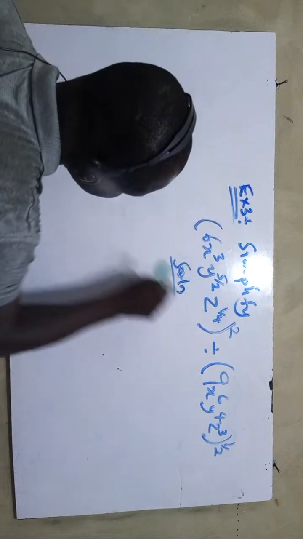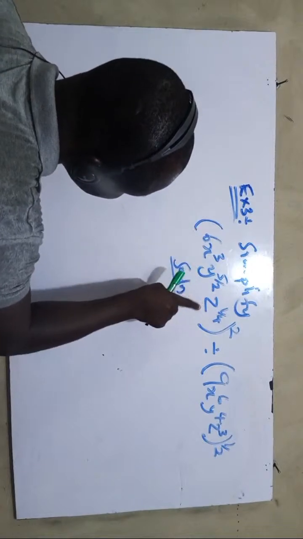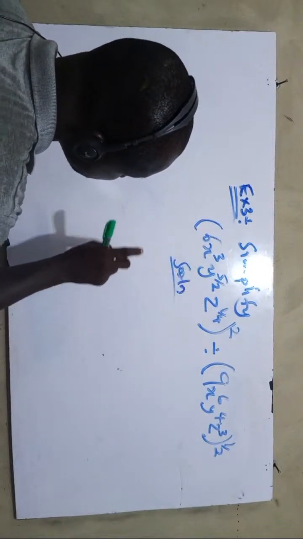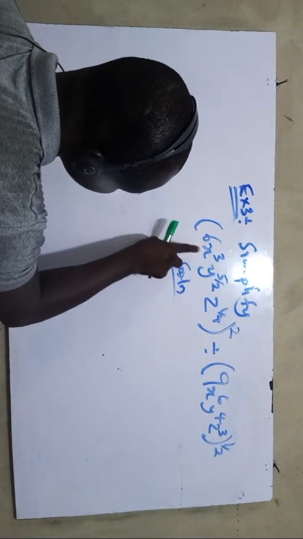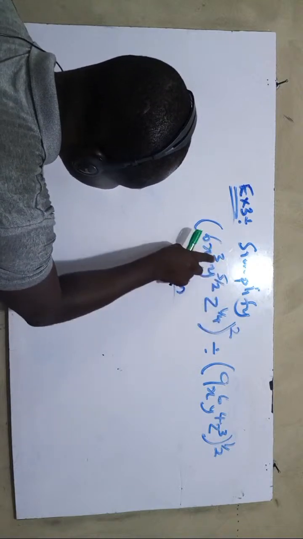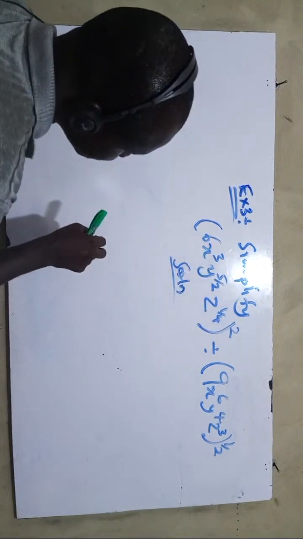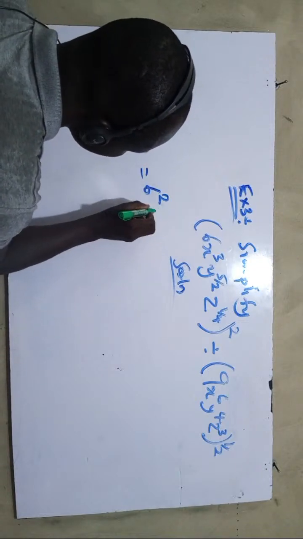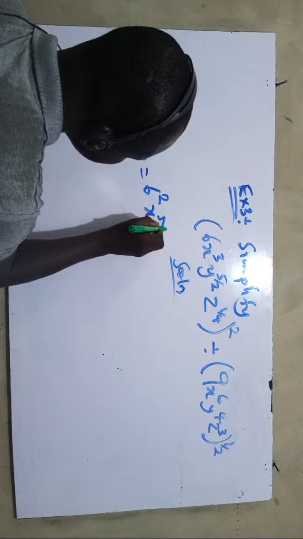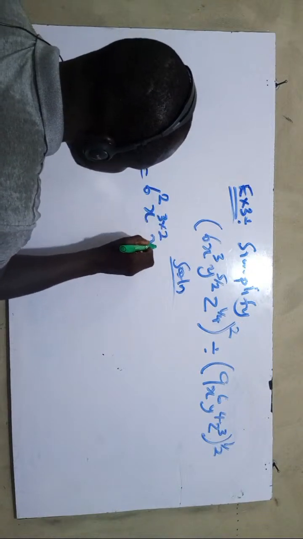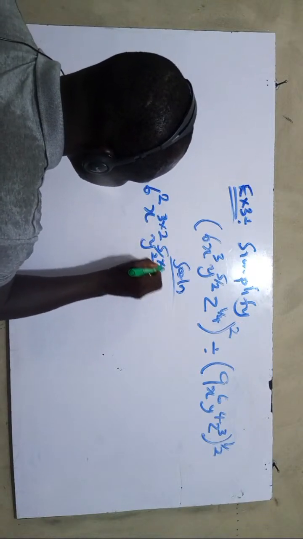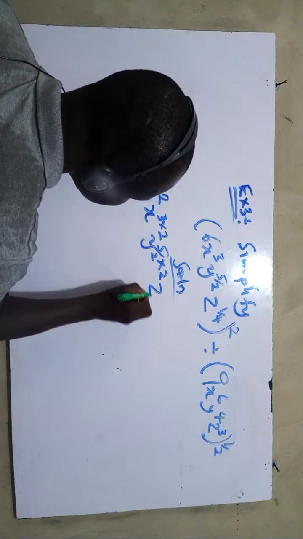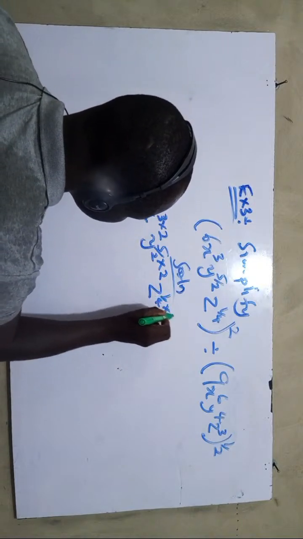I want to open up this bracket. That is, I want to take the square from that third law of indices. It permits us to use these 2 to multiply each of these powers. You understand? That is, I'm going to get 6 squared, s raised to power 3 times 2, y raised to power 5 all over 2 multiplied by 2, then z 1 all over 4 times 2.